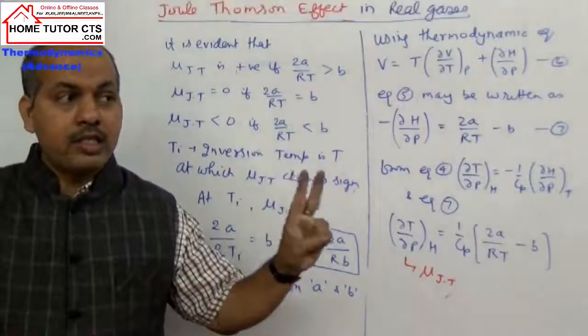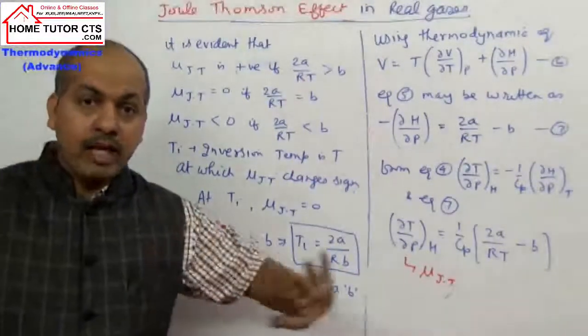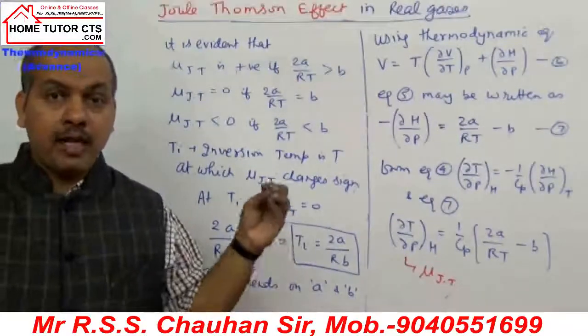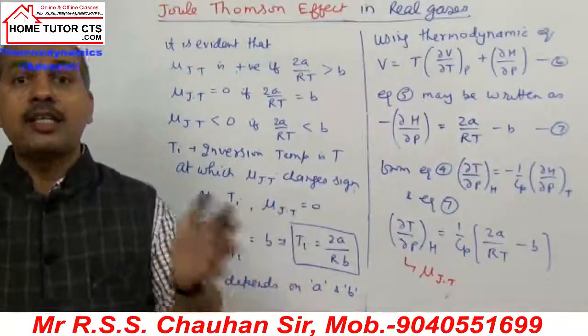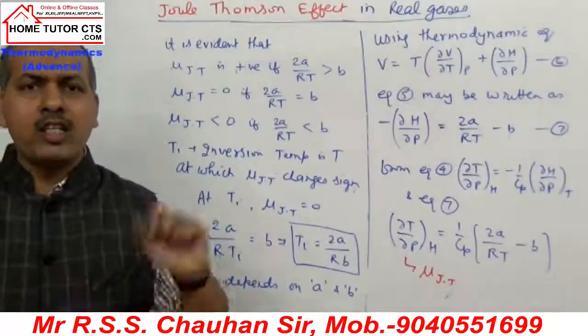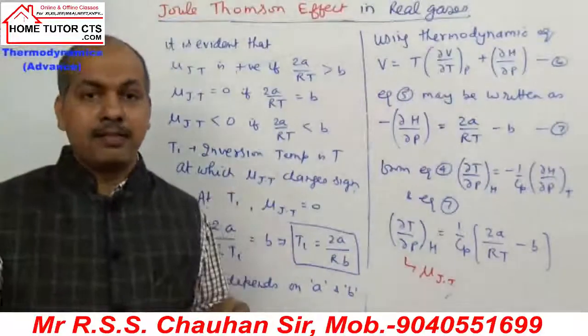We have taken two gases. One is hydrogen, the second is helium. They have very low values of the inversion temperature. How much was it? For helium it is minus 240 degrees Celsius. For hydrogen it is minus 80 degrees Celsius. Why are they so low? The reason is very simple. They are the lightest gases.